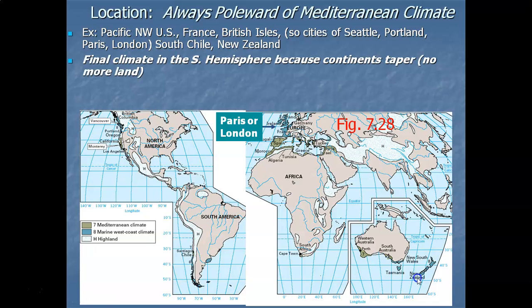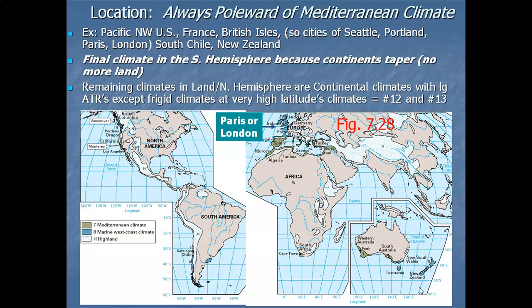Now, the other thing that I want to say is, look at this. We ran out of land in the southern hemisphere. This is the final climate for the southern hemisphere. It's because either the land ends or the continents taper and we have no more land. No more land means no more climates. And so for the remaining climates, except for the last two, we're going to be talking about northern hemisphere climates. They're all going to be continental type climates with large annual temperature ranges, where the continents are very large and they heat and cool dramatically.